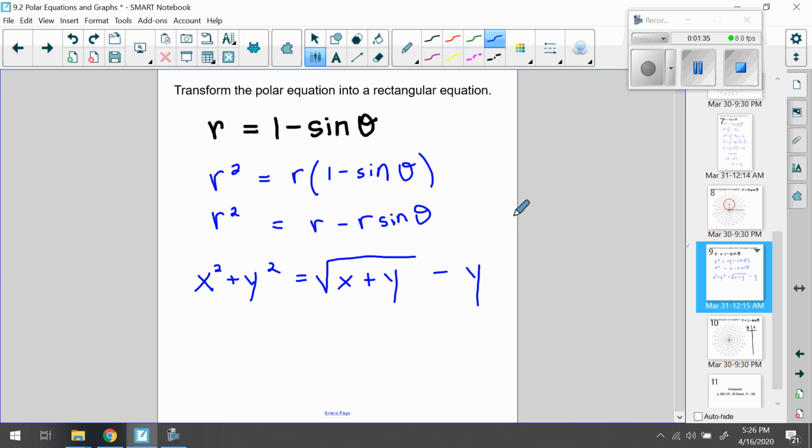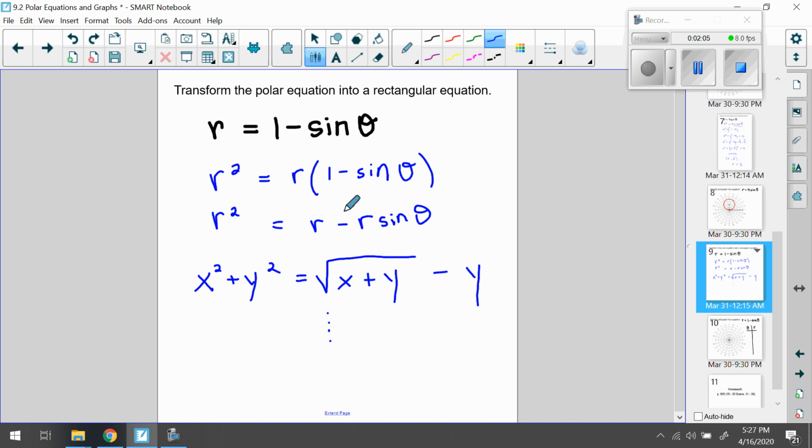Well, unfortunately, while maybe I accomplished my goal, I was able to transform it to a rectangular equation, when I look at this, it doesn't really strike any familiarity to me. Like I don't see this and know, oh, that's a line, or oh, that's a circle, or anything familiar at all. And so maybe that wasn't quite as helpful as I had hoped.